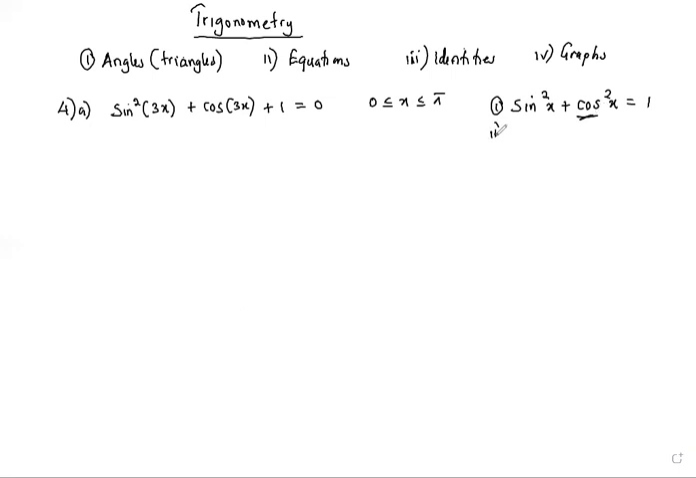Then to answer other identities, you must know that sec is 1 over cos. You must know that cosec is 1 over sine. You must also know that cot is cos over sine, or you can use it as 1 over tan, because you will understand that tan is simply sine over cos.